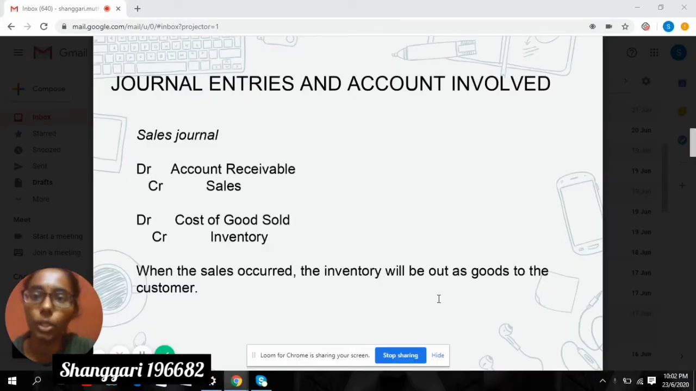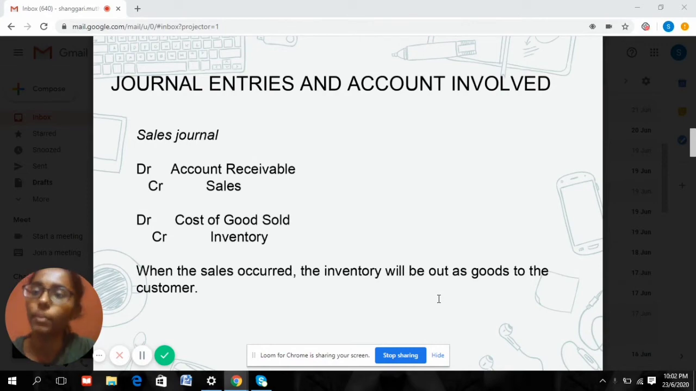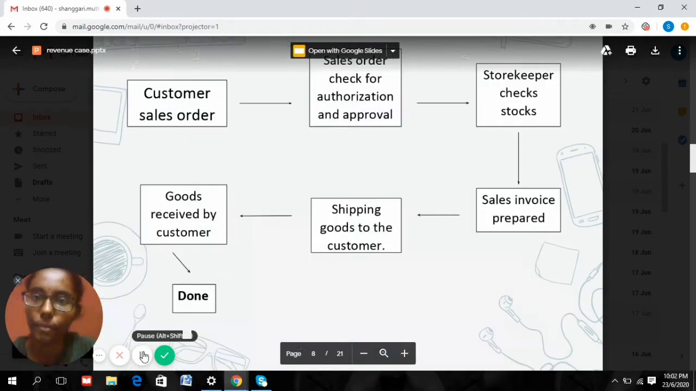Today I will continue explaining about journal entries and accounts involved in this case. When Dadu Enterprise is involved in a sale, the company shall record the following double entries: debit account receivable, credit sales, and then debit cost of goods sold and credit inventory. When the sale occurs, the inventory will go out as goods to the customer.